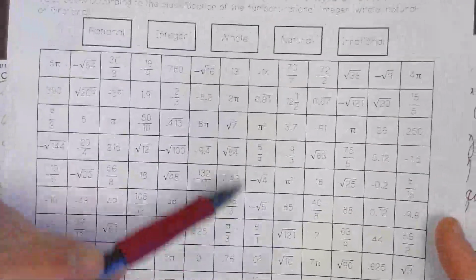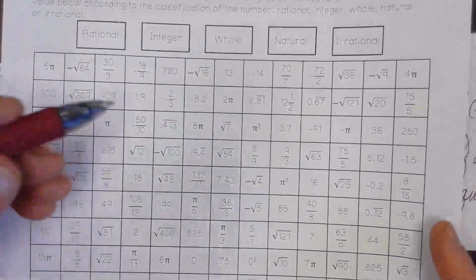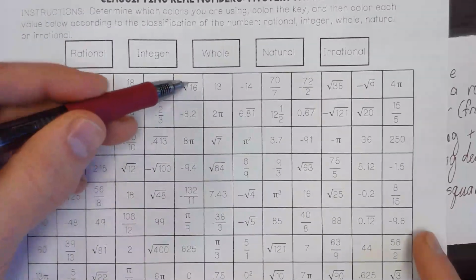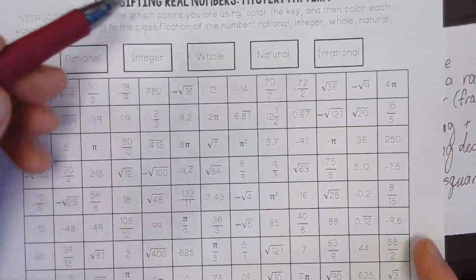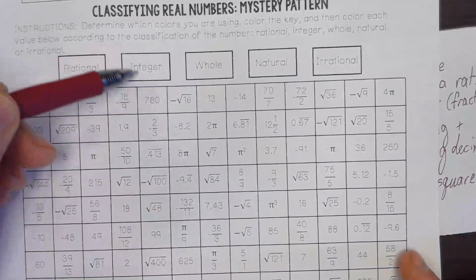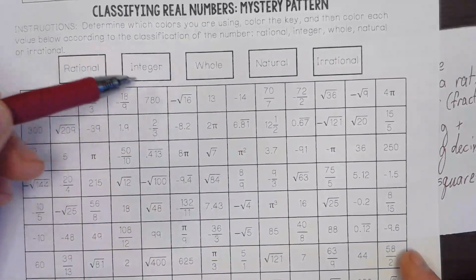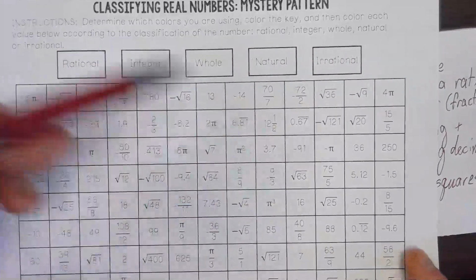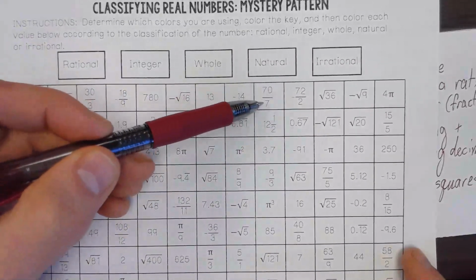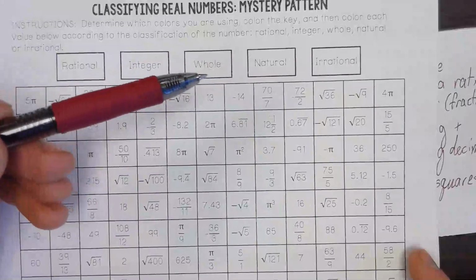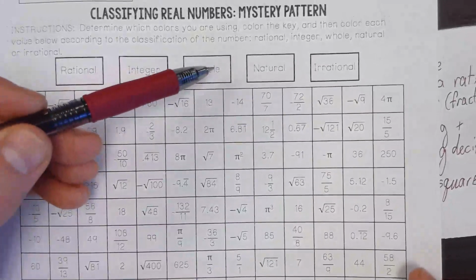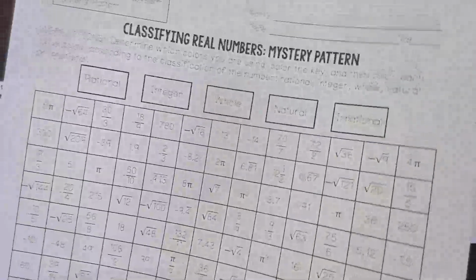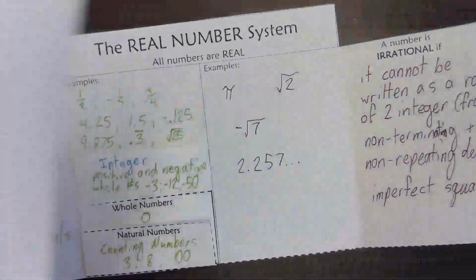Also, make sure on this sheet that you simplify things. For instance, the square root of 16 is 4, so this is -4. I would like you to highlight that as an integer, a negative counting number. So you've got a little work to do on these. 70 divided by 7 is 10. That's a whole number, right? So be as specific as possible.